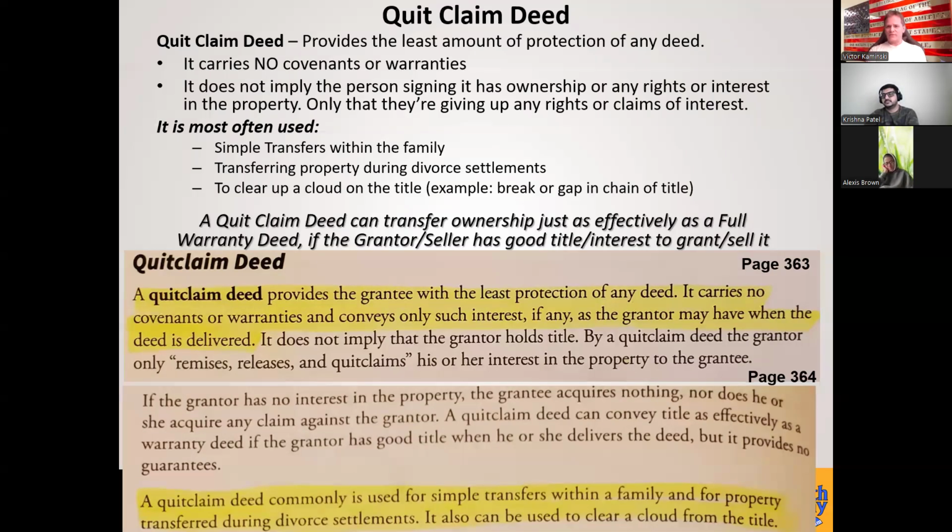But if I do, if I am the full rightful owner, I could just as effectively transfer my interest in that property to you by signing a quitclaim deed. So it's often used for simple transfers within a family, transfers during divorce settlements, or to clear up clouds on the title when there's a break or gap in the chain of title. So a quitclaim deed can transfer ownership just as effectively as that full warranty deed can, if the grantor has good title and interest in that property. If they don't, well, you gain nothing by getting them to sign it.